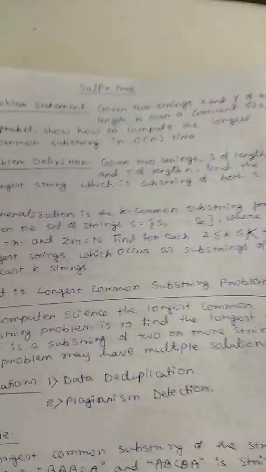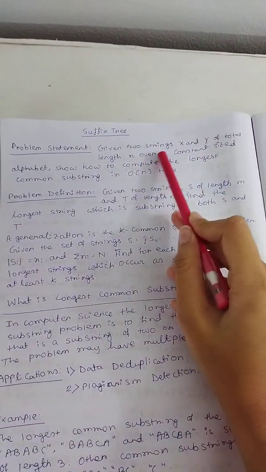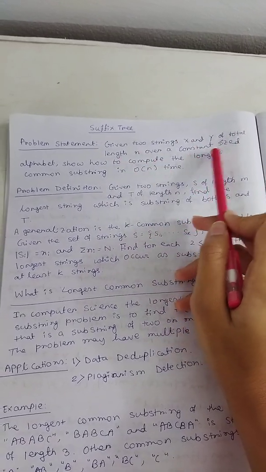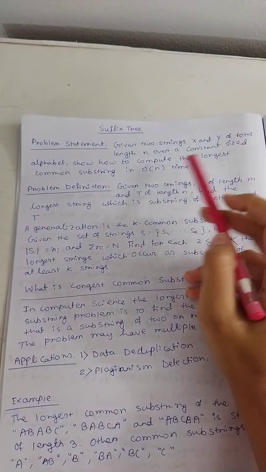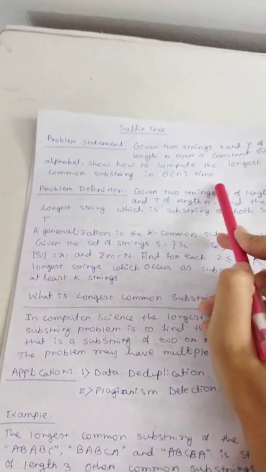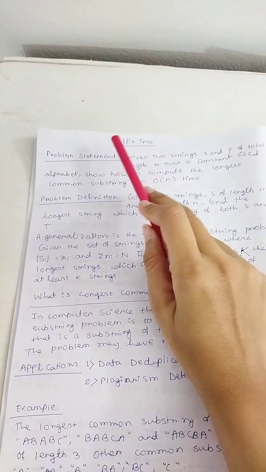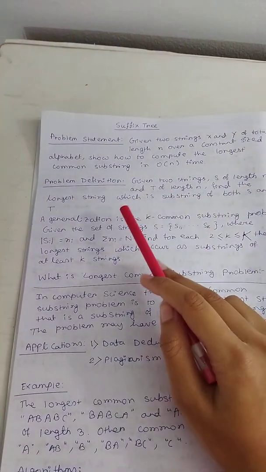Here we can see the problem statement, which is: suppose we are given two strings x and y of total length n over a constant sized alphabet. Then we have to show how to compute the longest common substring in linear time, which is order of n time. So I am selecting the suffix tree method to solve this problem, which is why I put it in the heading. Now let's go to the next part, which is the problem definition.